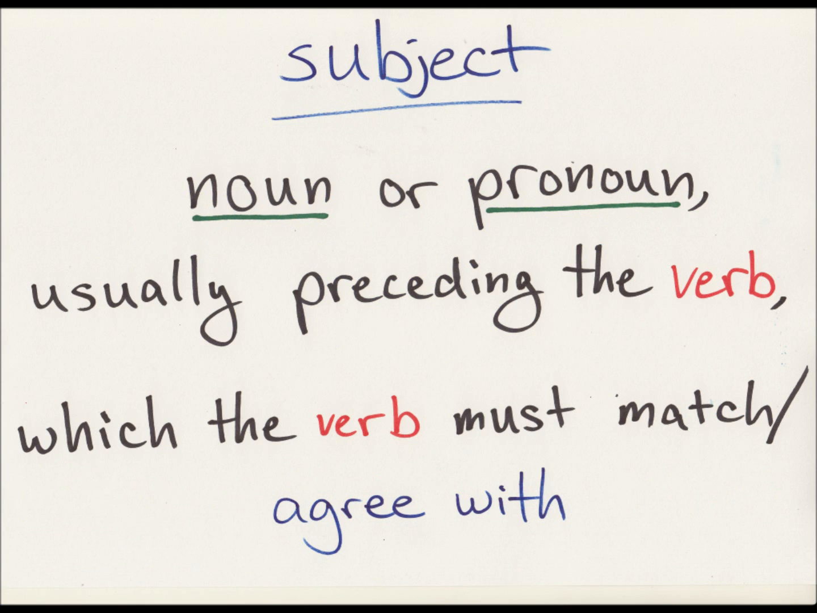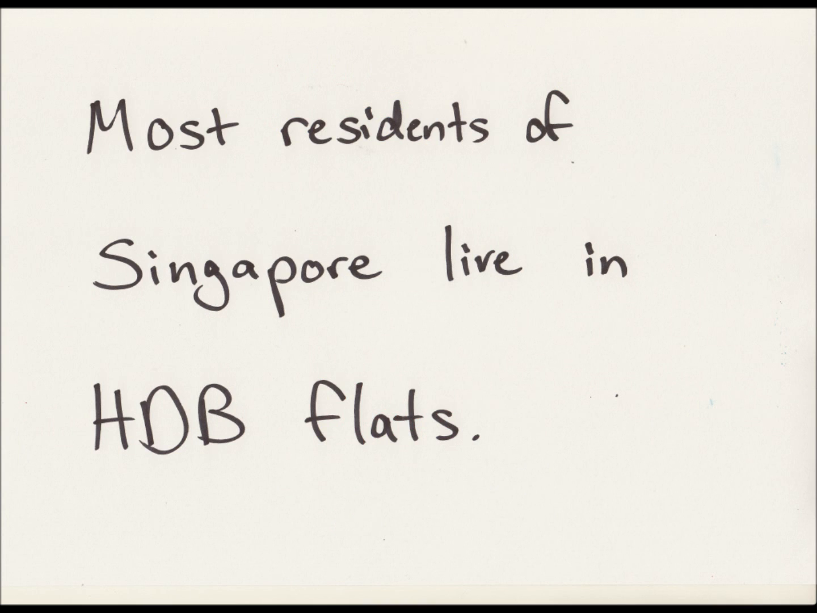The subject is a noun or pronoun that usually comes before a verb and which the verb must match or agree with. Of course, there may be many nouns that precede the verb in a sentence, but the subject is the noun that performs the action described in the verb, or to which the verb has the strongest connection.